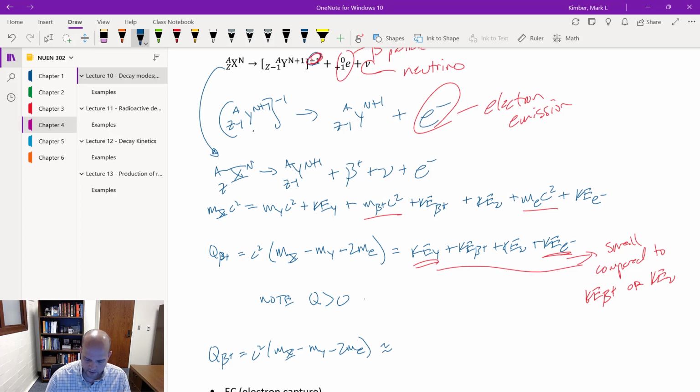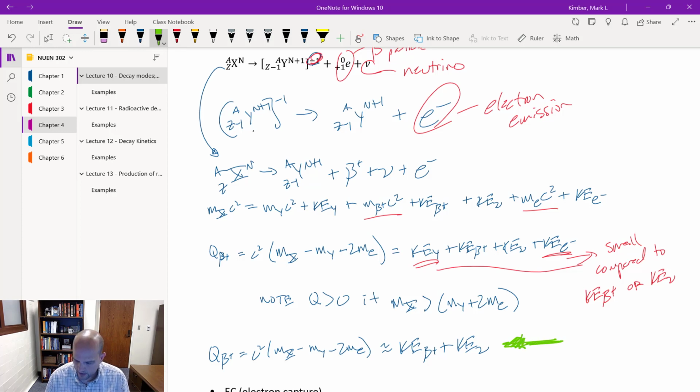Note that Q is going to be greater than 0 if mx minus my minus 2 me is positive, or let's see, if the mass of X is greater than the daughter plus 2 electron rest masses. And so this ends up being just the kinetic energy of the beta plus and the kinetic energy of the neutrino. So this now is my Q value expression for beta plus decay.